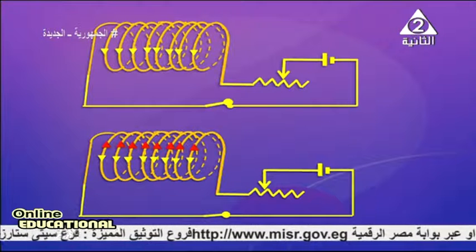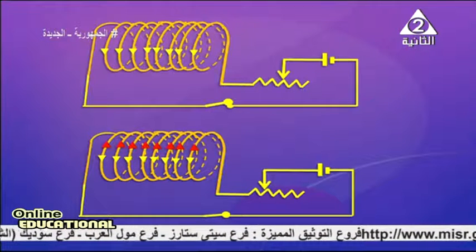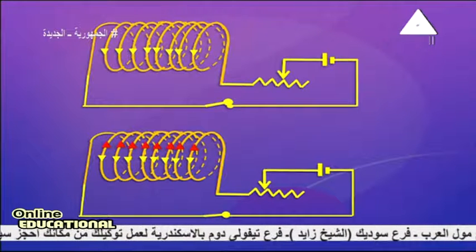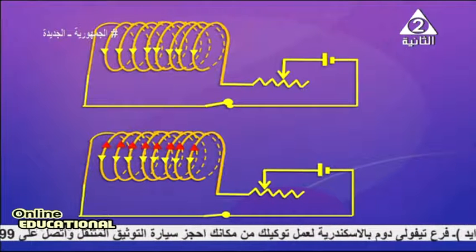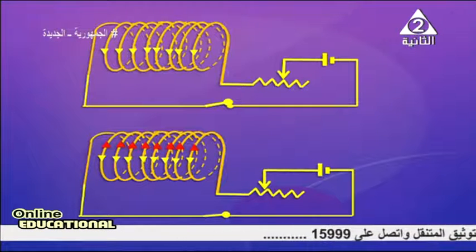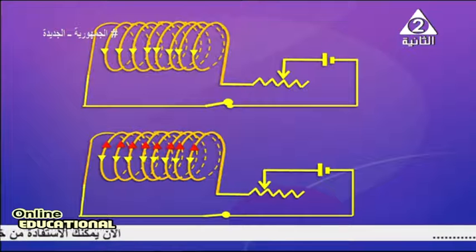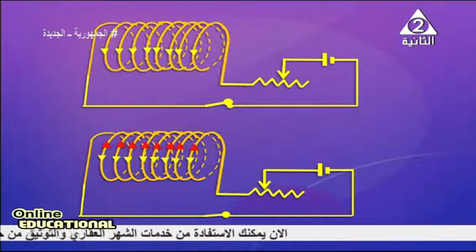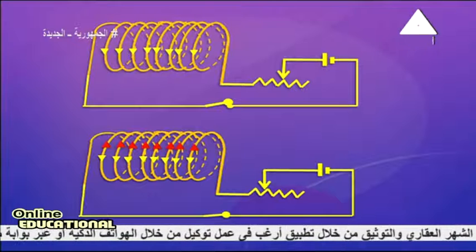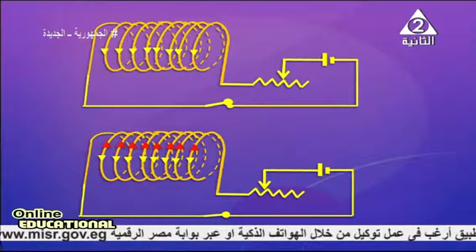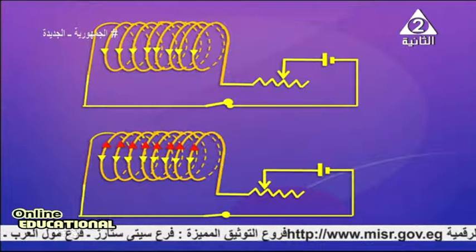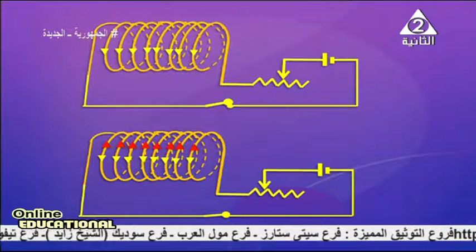So once again, if you compare the two circuits, we decreased the value of the rheostat. The current is increasing. The moment the current is increased, its magnetic field will be increased. We have a changing, increasing magnetic field, and this will induce an EMF. A current is induced. This current will oppose the increase. It is a backward current.